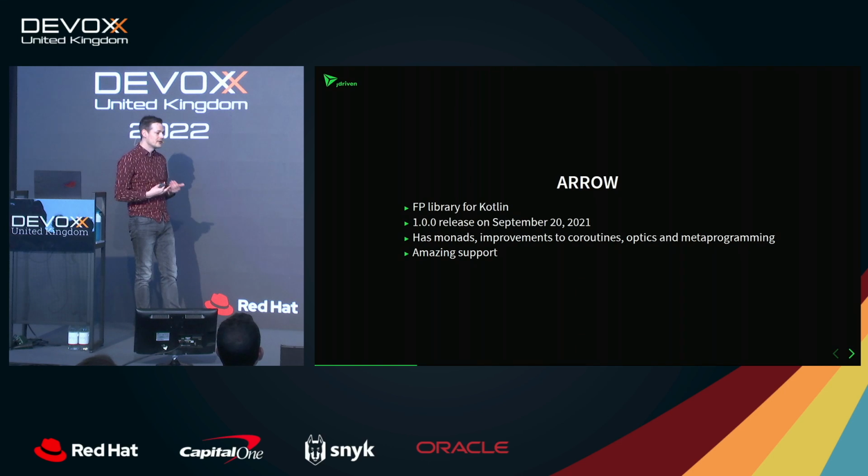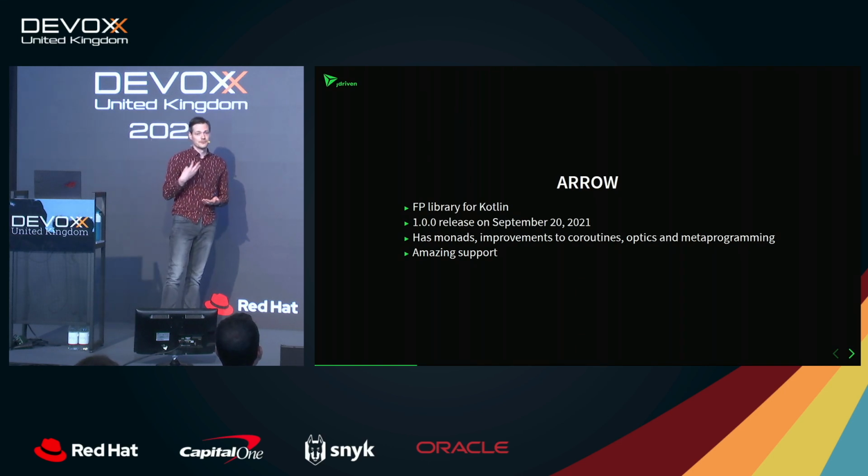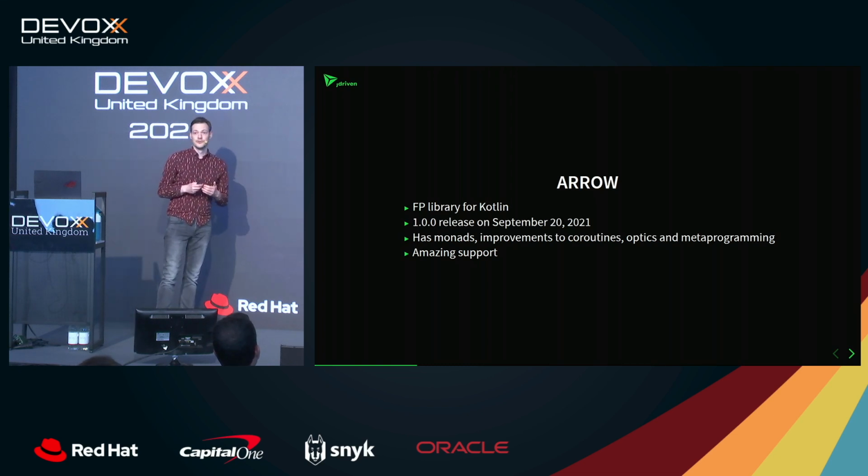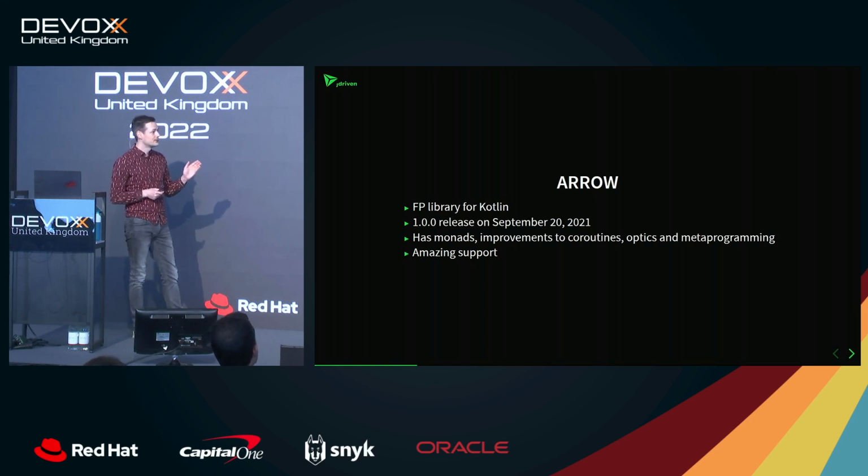And in order to find the answer for that, I discovered the Arrow library, which is a library for Kotlin. It's still relatively new. Its 1.0 release was September last year. They are still very busy developing it. It includes some monads, some improvements to coroutines, optics, and some metaprogramming. And we'll go into monads, optics, and metaprogramming today.